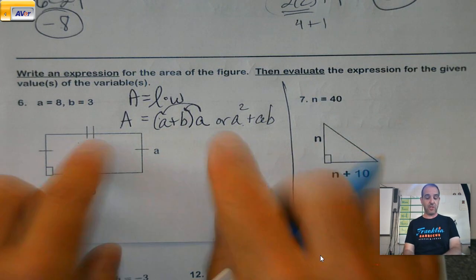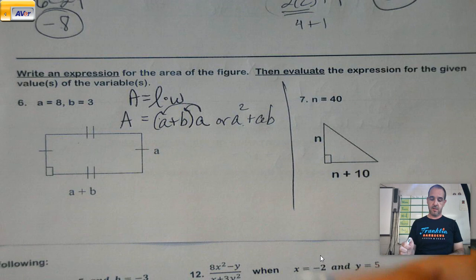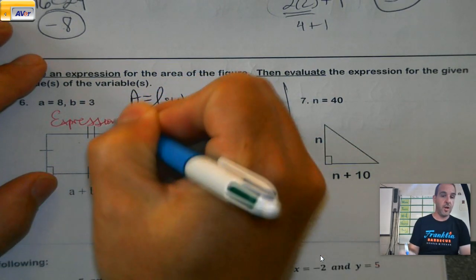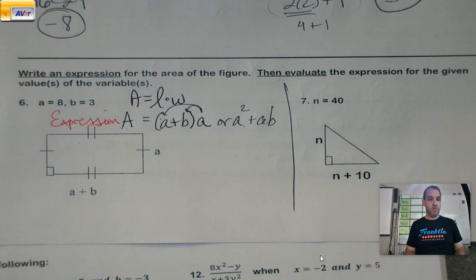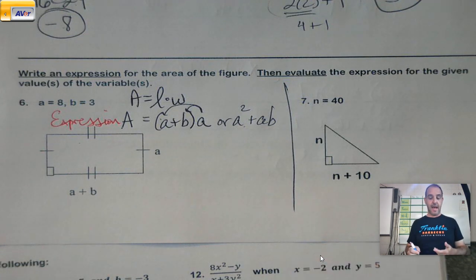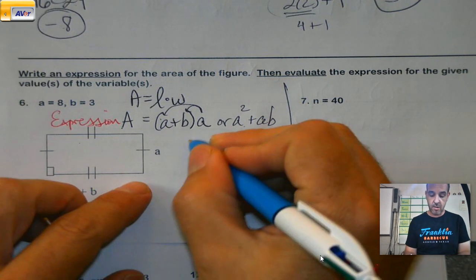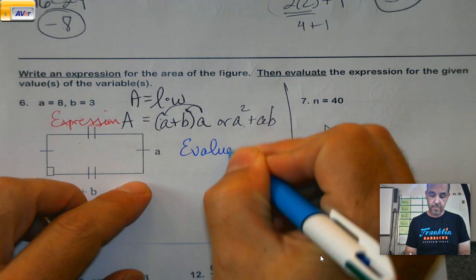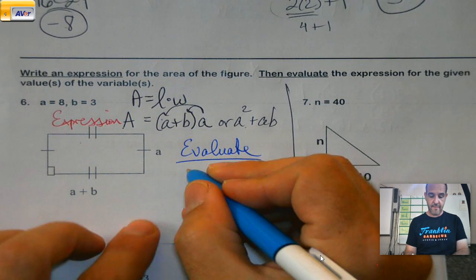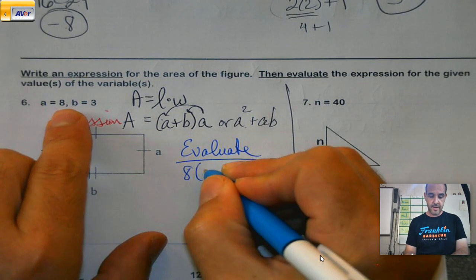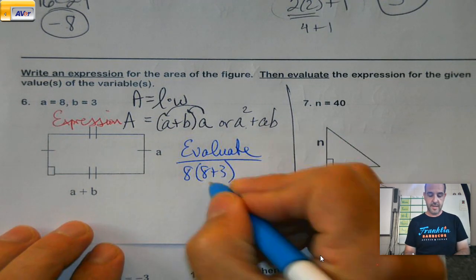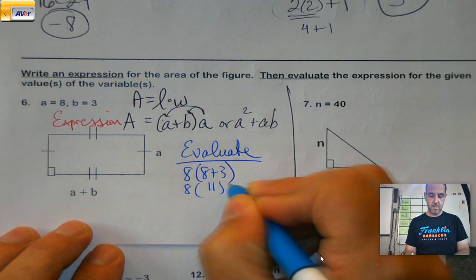Okay, this is my expression. I'm even going to write that here, just so I have that note later. So then, evaluate. Well, what does that mean? It means I'm going to plug these numbers in to get the answer. So if I evaluate this one, I'd have a times a plus b. 8 plus 3 is 11. Times 8 is 88.